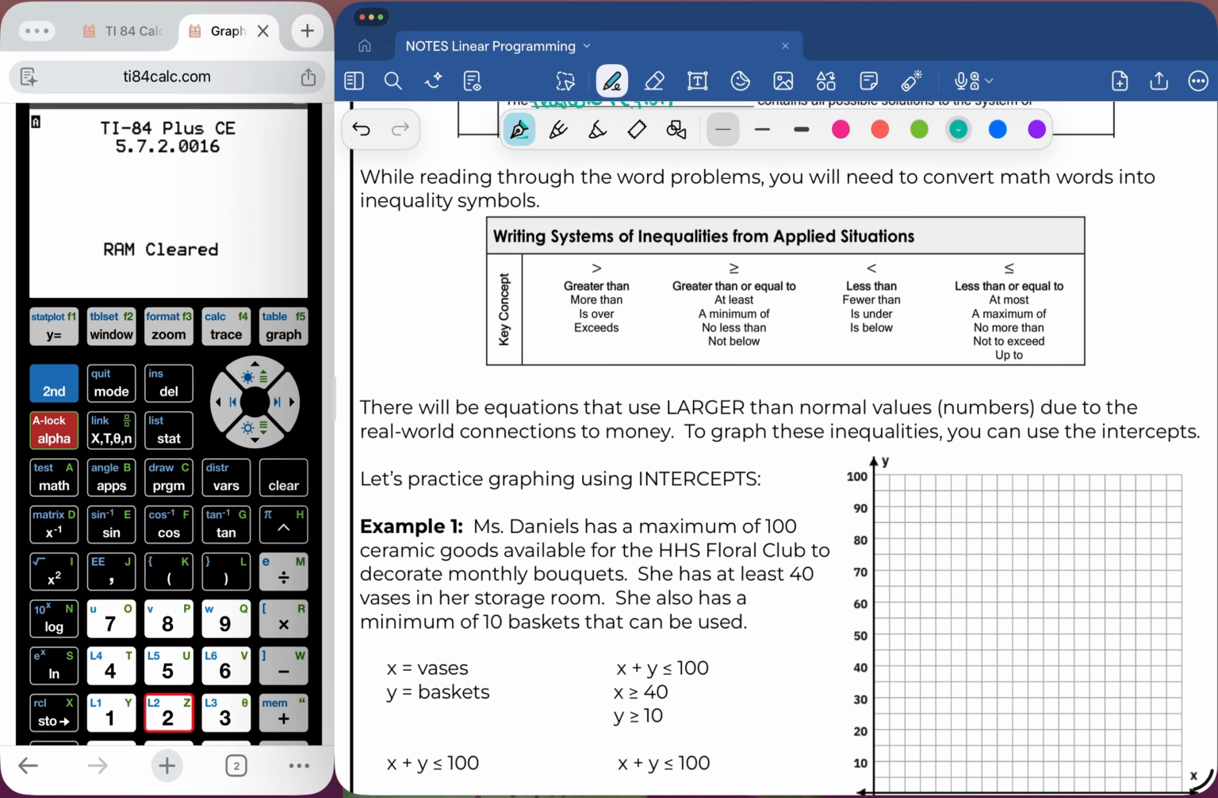There are going to be equations that use larger than normal values, especially when we're talking about money in the real world. It's not all going to fit on a -10 to 10 scale. To graph these inequalities, we're going to use a graphing method called the intercept method, where we don't convert to mx plus b, we're not going to start with the y-intercept, and we're not going to use rise over run. Instead, we're going to graph the x-intercept and the y-intercept and then connect them to make our line.